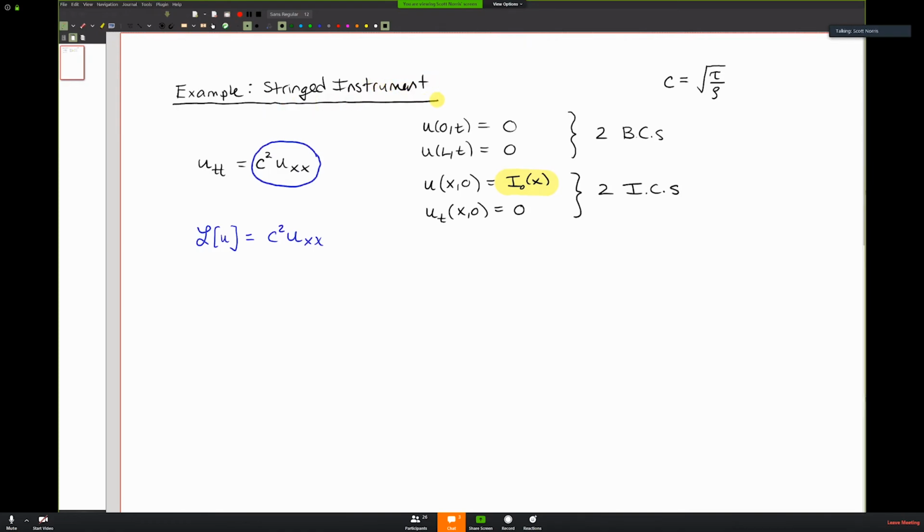So the next thing we do is we look for the eigenfunctions. We want the transform in order to transform this PDE into an ODE, and to do that, we find the eigenfunctions.